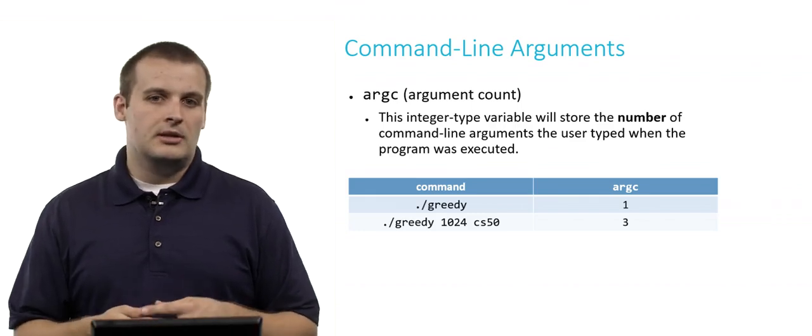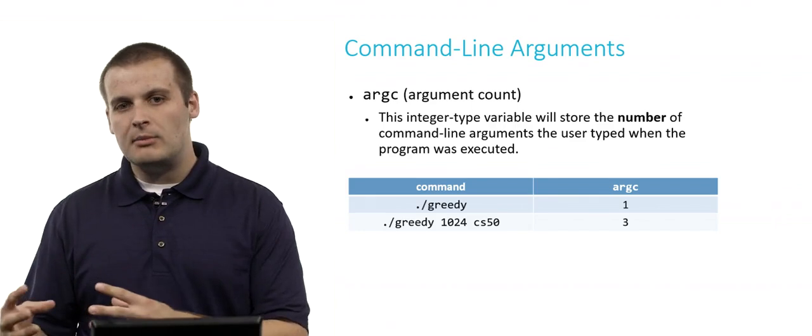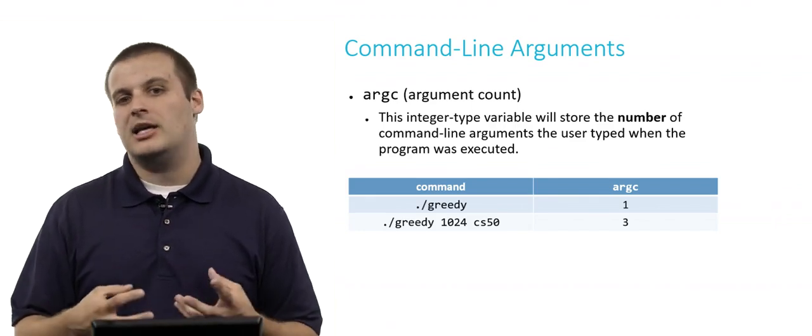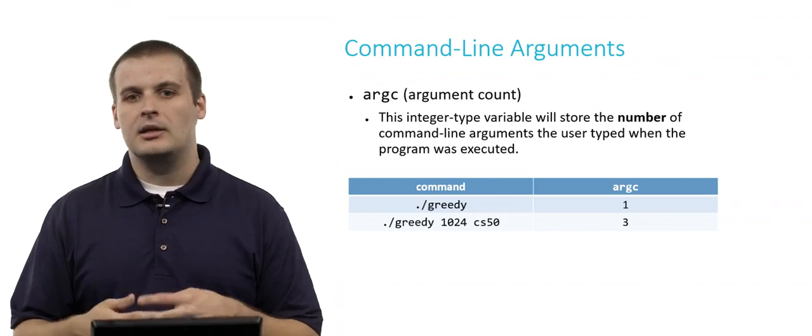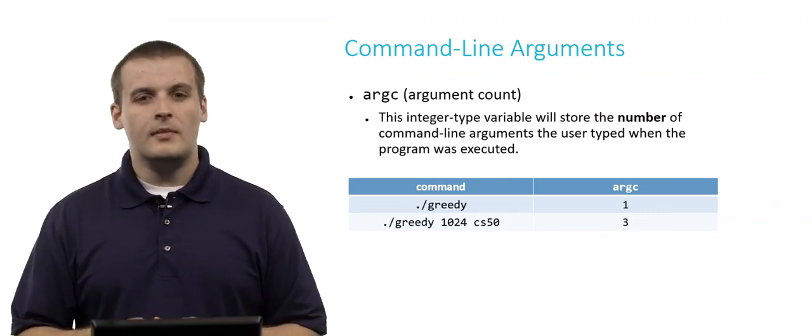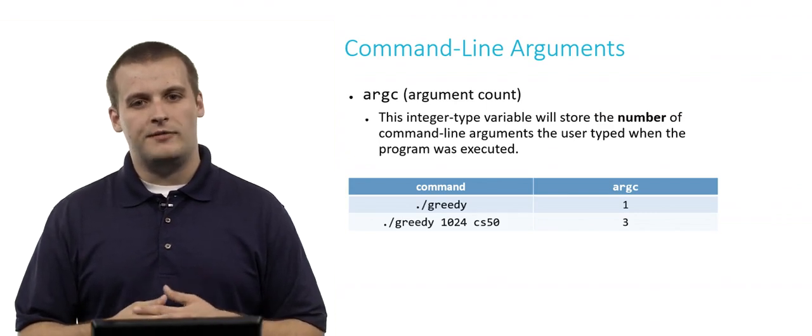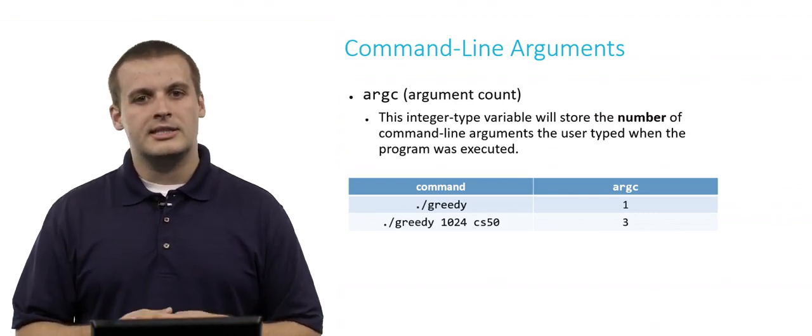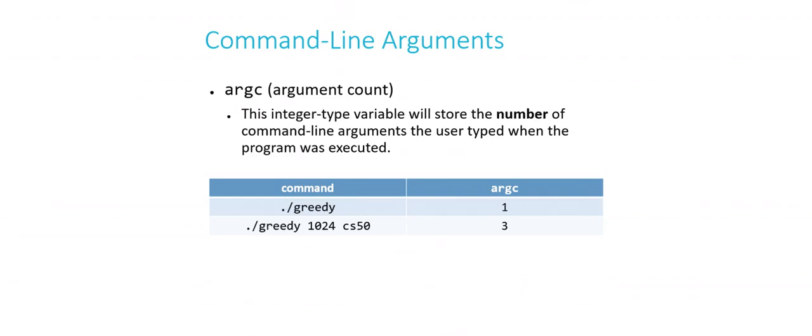Now notice we don't count how many things the user typed after the program name. The program name itself counts as a command line argument. So ./greedy, in that case, argc is 1. If the user typed ./greedy 1024 CS50 at the command line, argc in that case would be 3. And we know this because the way that the division between the strings is detected is whether there is a space or a tab or something like that between them. So any amount of white space, so-called, between the values typed at the command line indicates how many there are. So ./greedy space 1024 space CS50, argc in that case is 3.